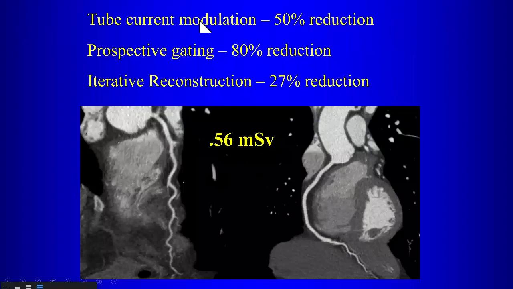So what does this allow us to do? Well, with tube current modulation, you can get down to 50% reduction. With prospective gating, that's an 80% dose reduction. Iterative reconstruction, on top of that, we can add another 27%.